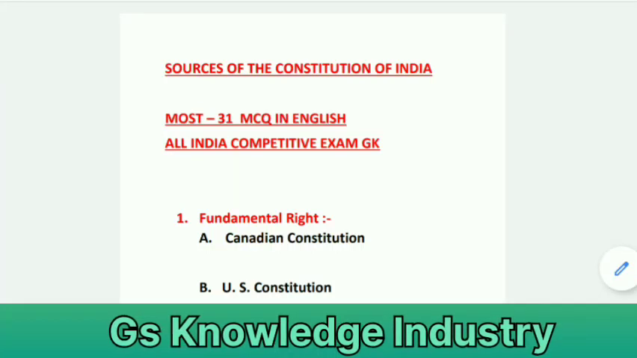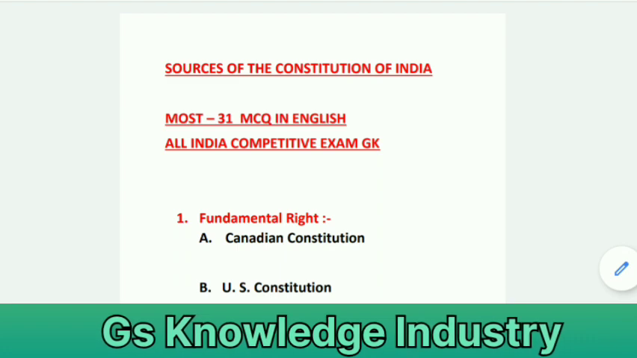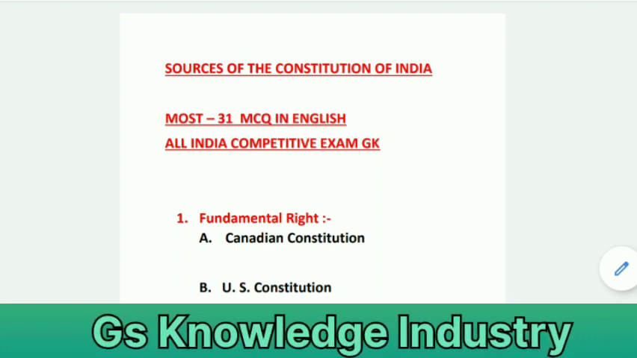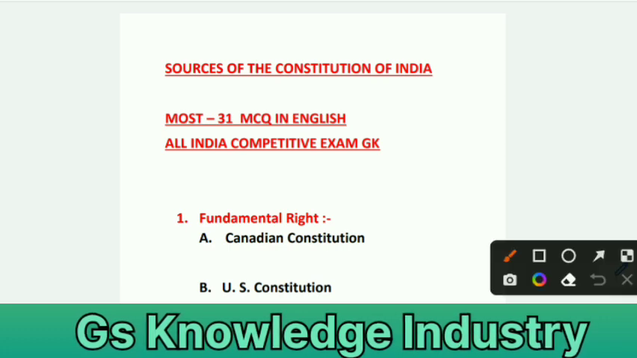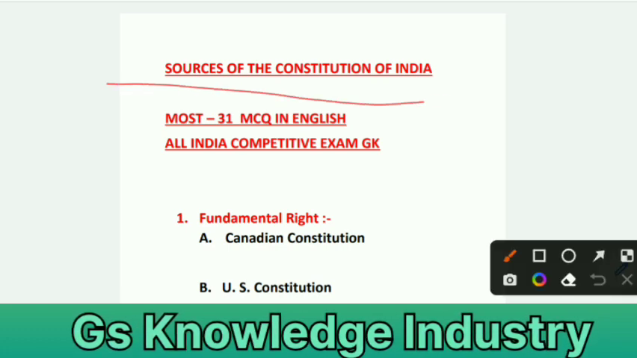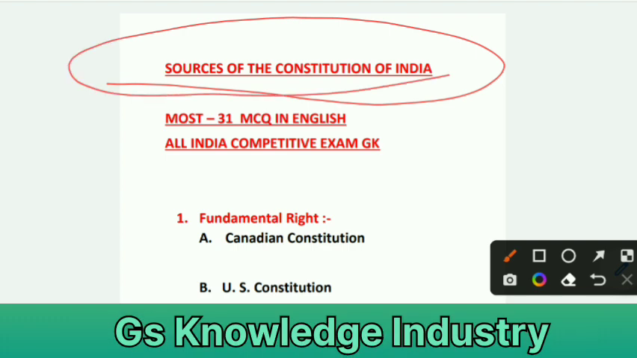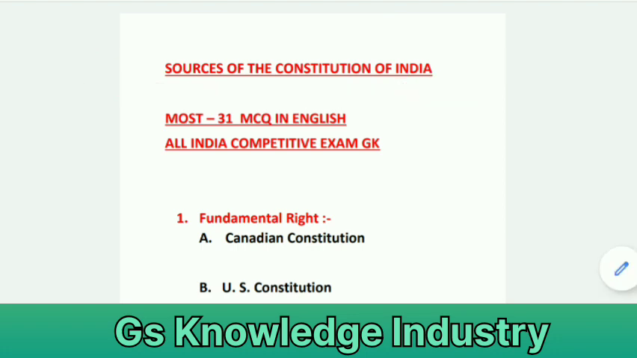Today we will discuss most 31 MCQ of political science. We will discuss source of the Constitution of India. Source of the Constitution of India. Most 31 MCQ. So let's start without delay.